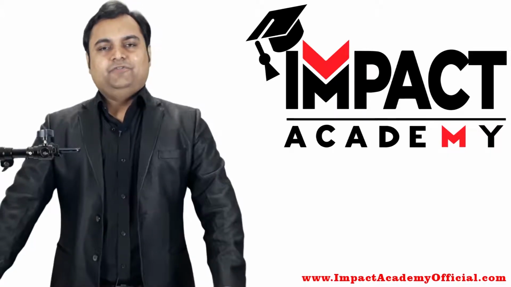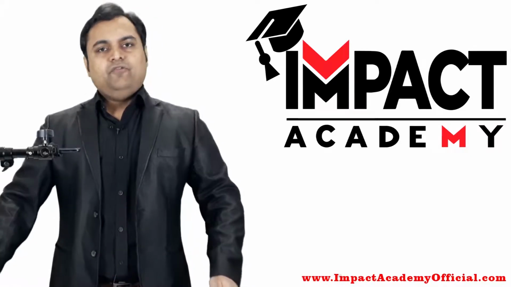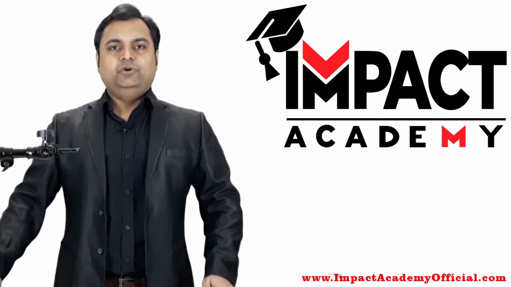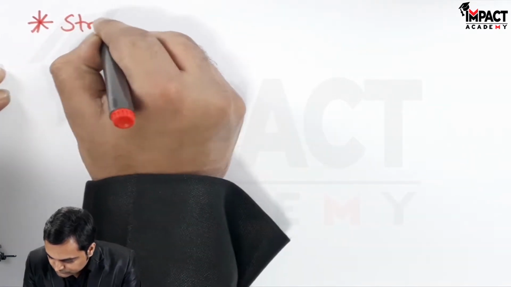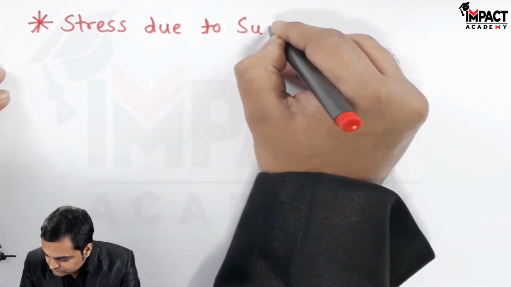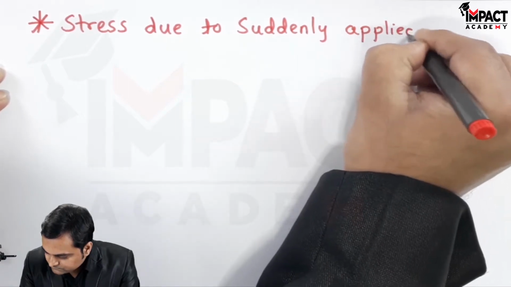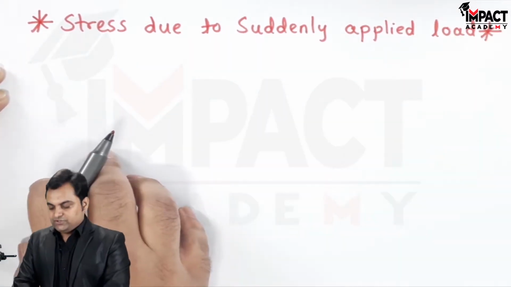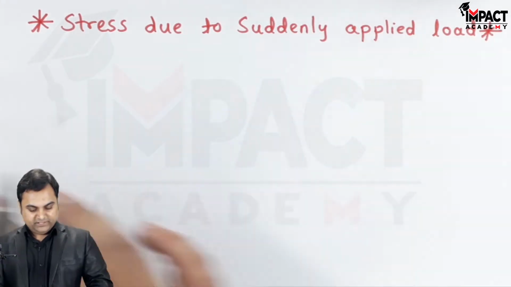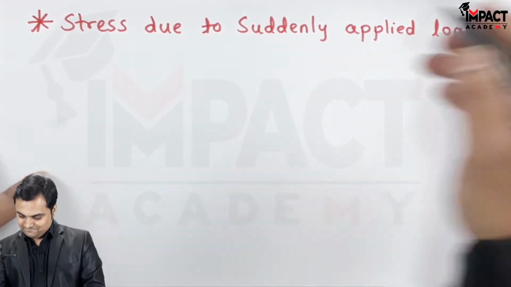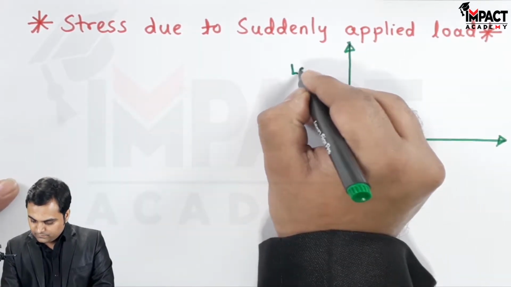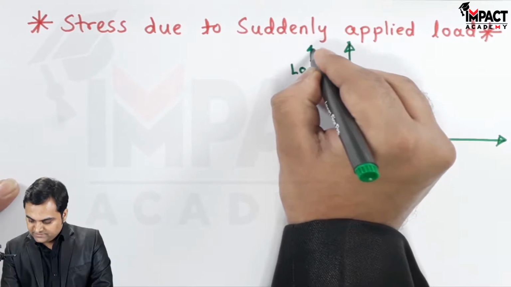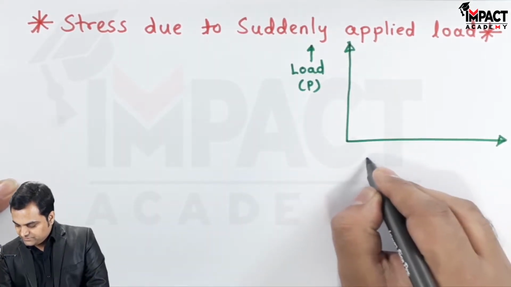Hi friends, here in this video we are going to see the formula for stress due to suddenly applied load in case of strain energy. So let's get started. Stress due to suddenly applied load would be explained with the help of a graph. On the y-axis we have load, on the x-axis there is deflection.